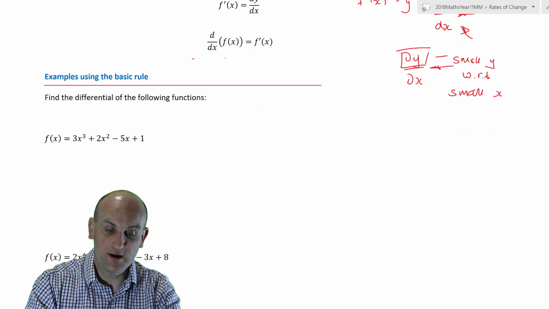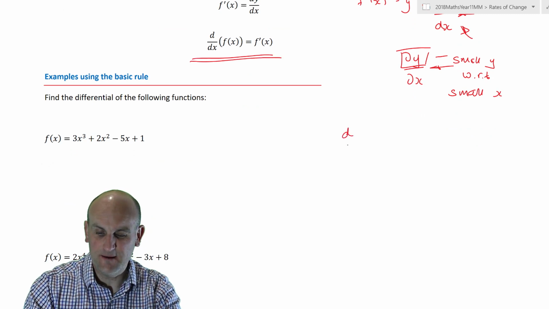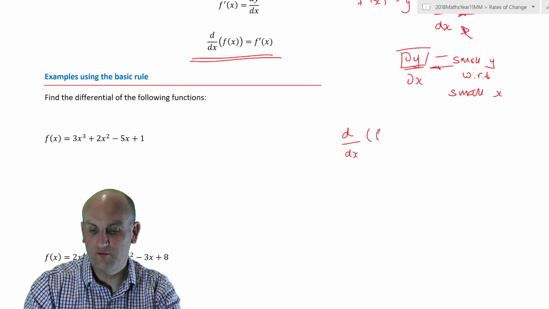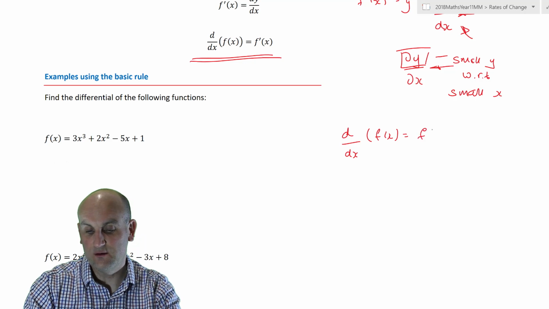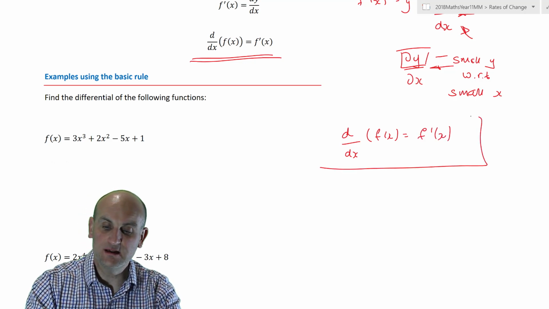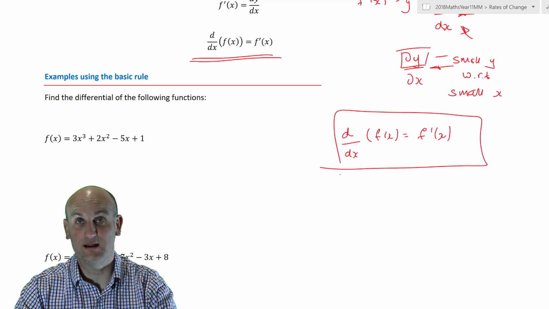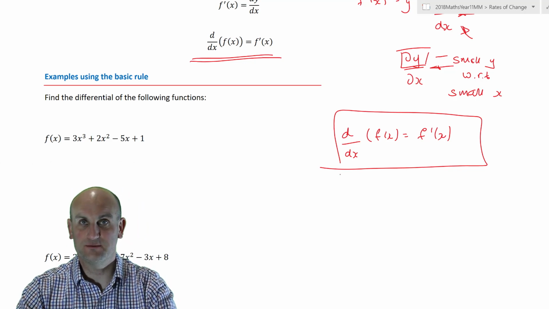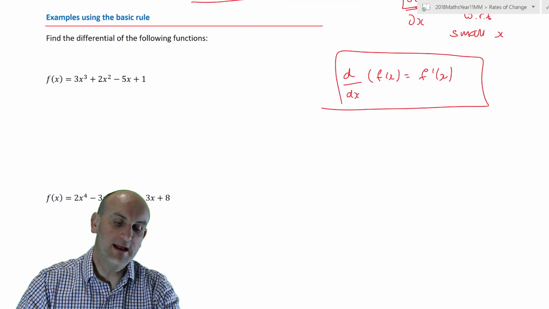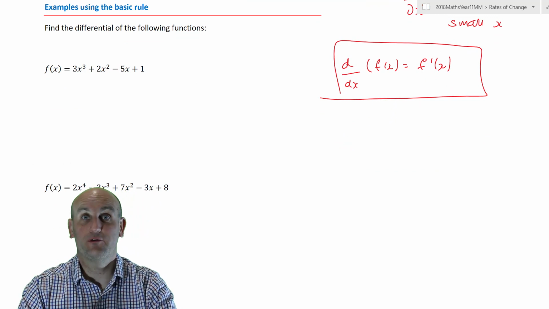Likewise, we can express things in this way, that d by dx of my function of x is equal to f dashed of x. Now actually this is more important to us when we use my CAS calculator, because that's actually how pretty much most of the CASs set it out. So let's just use the examples on some basics.